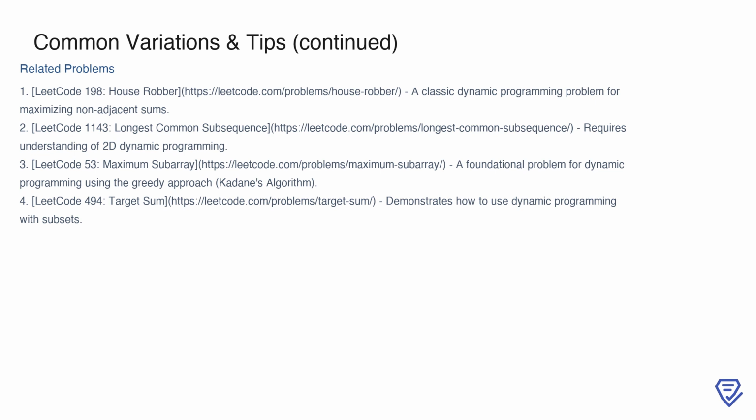LeetCode 1143, Longest Common Subsequence, introduces 2D dynamic programming, which is useful for solving problems involving sequences or grids. LeetCode 53, Maximum Subarray, provides an excellent foundation in dynamic programming combined with greedy strategies, particularly through Kadane's algorithm.